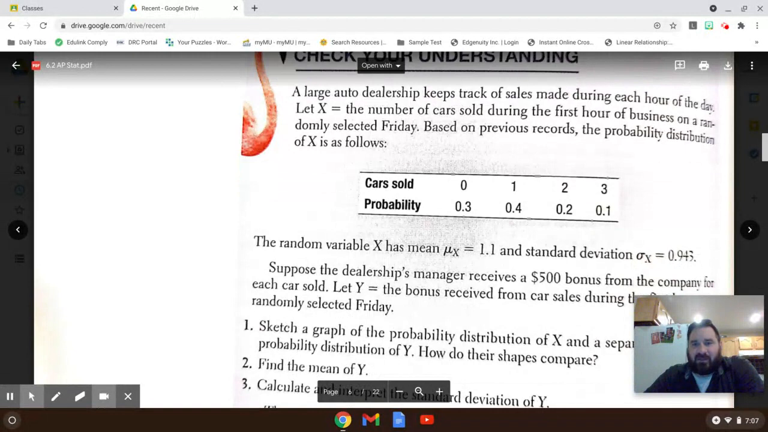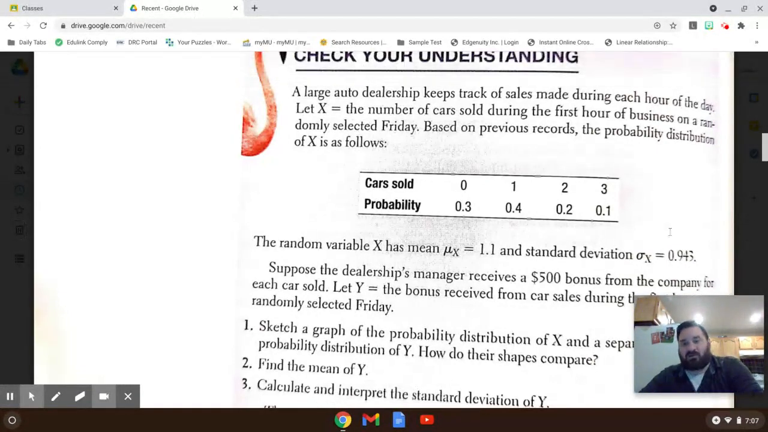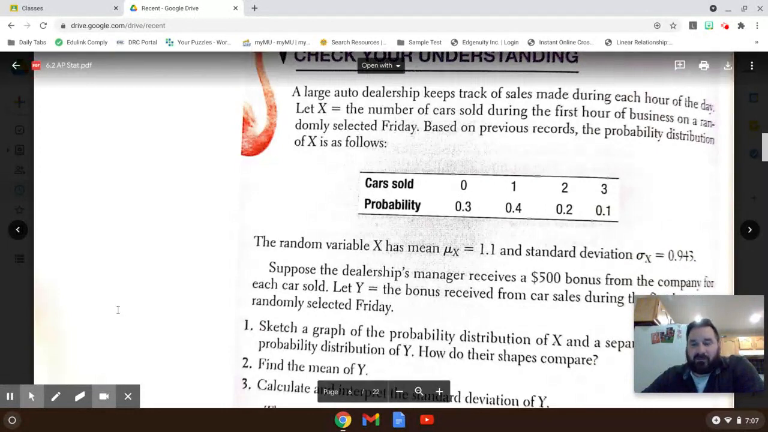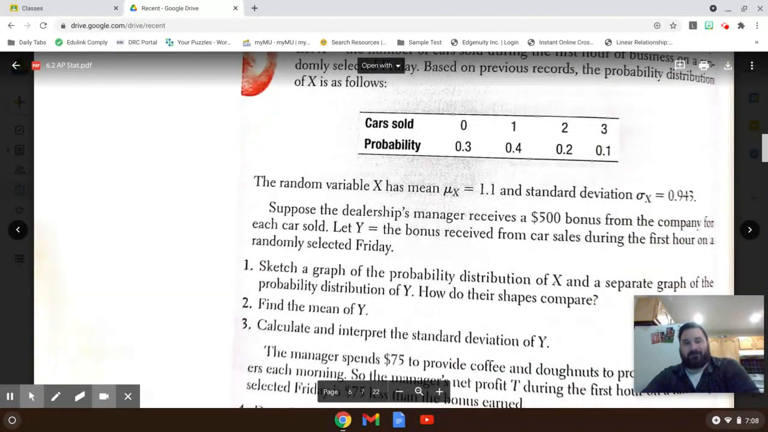Check your understanding. A large auto dealership keeps track of sales made during each business day. Let X be the number of cars sold during the first hour of business. So we're looking at the first hour the place is open and the number of cars people sell. It looks like they sell anywhere between 0 and 3, and here's the likelihood of selling 0, 1, 2, or 3 cars: 30%, 40%, 20%, and 10%.